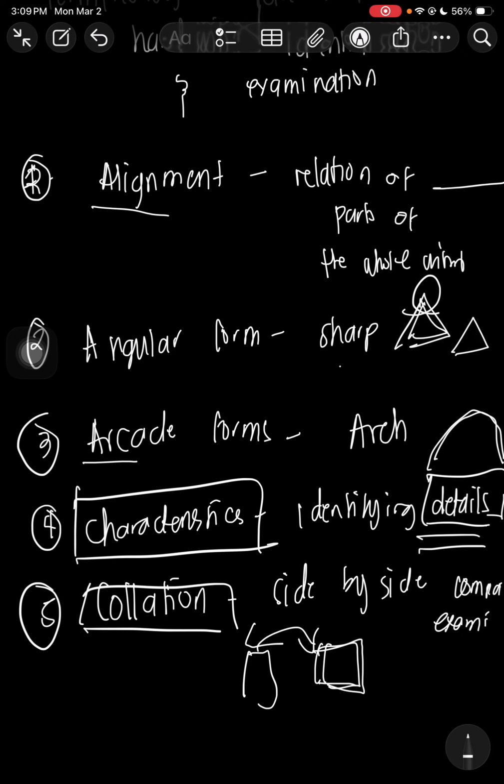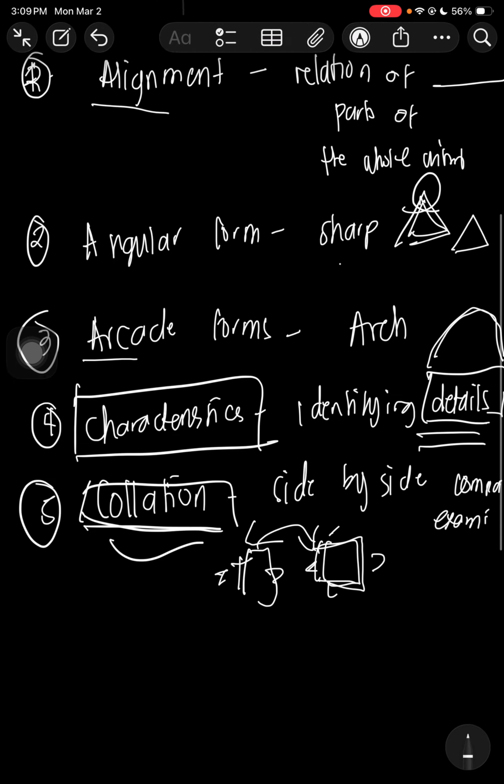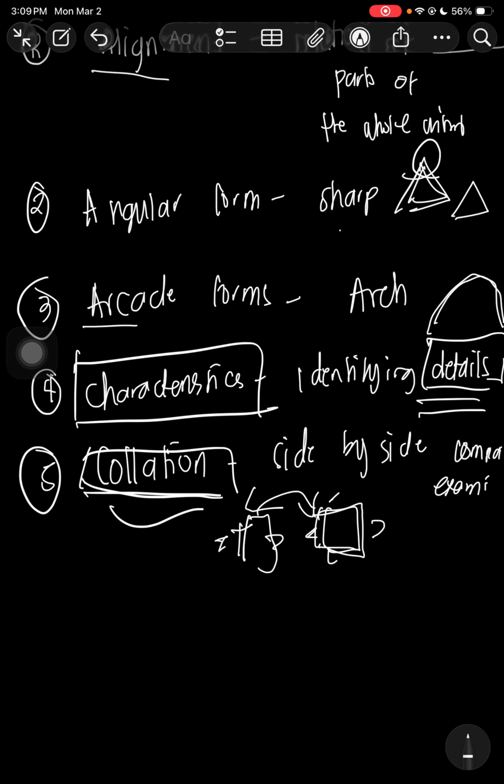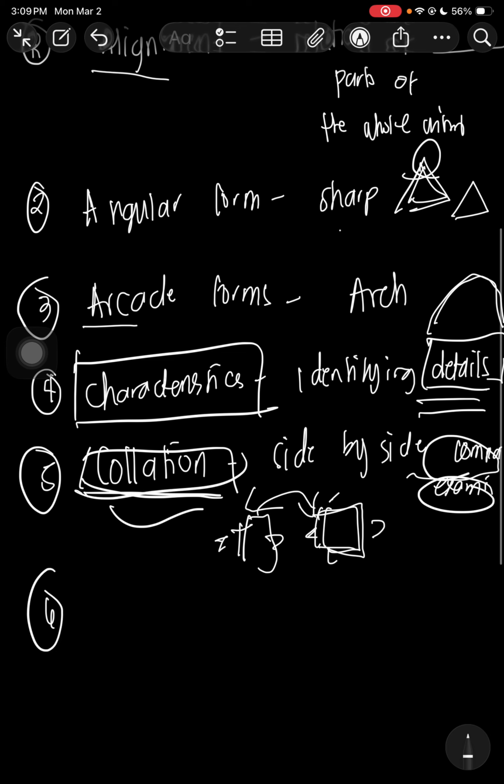So, kailangan siya ay, kung magkakaroon ng collation, dapat side by side ng document na yan or ng characteristic na yan ay ma-compare natin ha, mag-undergo ng examination para malaman natin kung disputed or not. Okay? 6, iba siya sa comparison ha. Collation, the side by side.